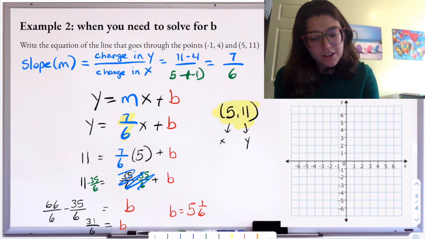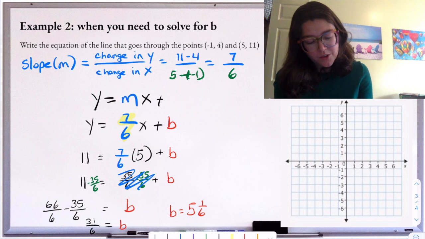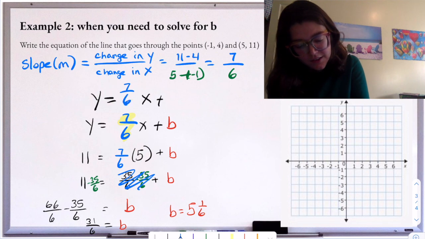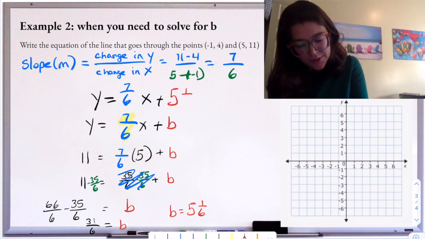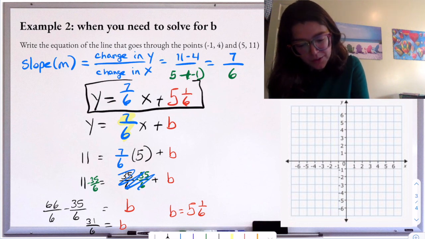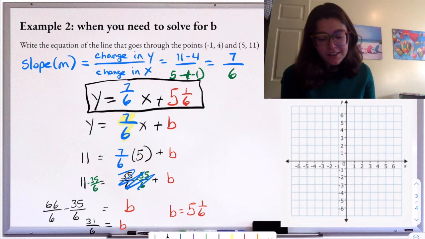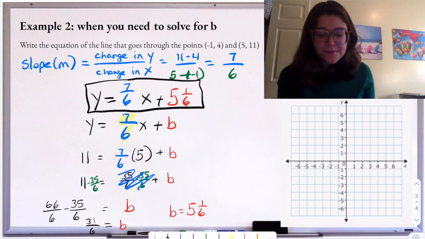Okay, so now finally we can write the equation for this. We know that the slope is 7/6. We know that the y-intercept is 5 1/6. So that is going to be the equation for the line that goes through the points (-1, 4) and (5, 11). Awesome. Great work, everyone.